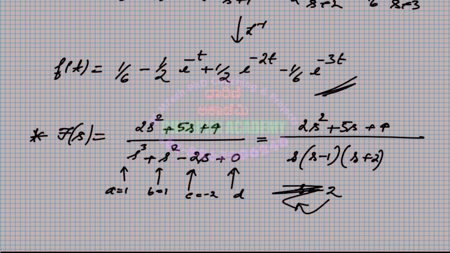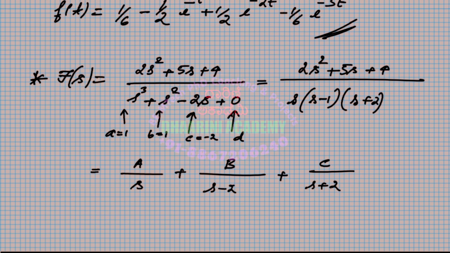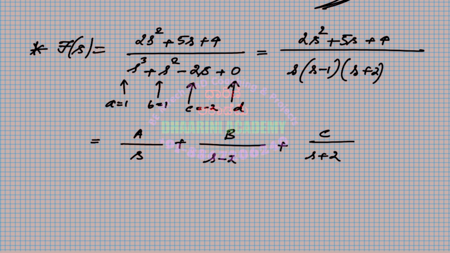Okay, we don't have to solve everything manually, right? Simply put it into the calculator, get the roots. Now you see it is in the product format. As soon as you get something in the product format, you split this. So a divided by the first factor, plus b divided by the second factor, that is s minus 1, plus c divided by the third factor, that is s plus 2. So this is the f of s. Now you find out the values of a, b, c like we did in the previous one.